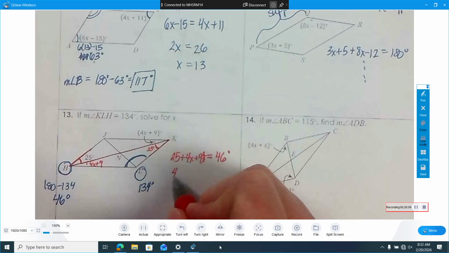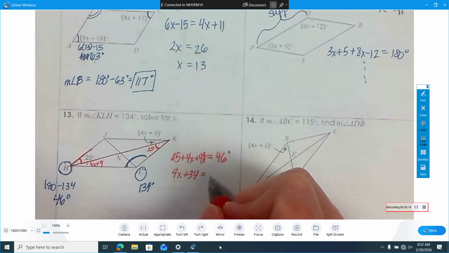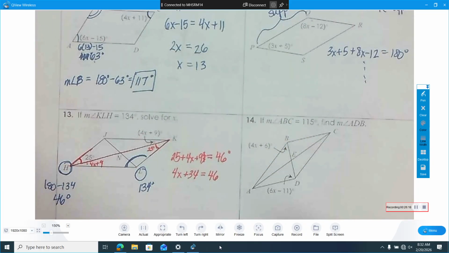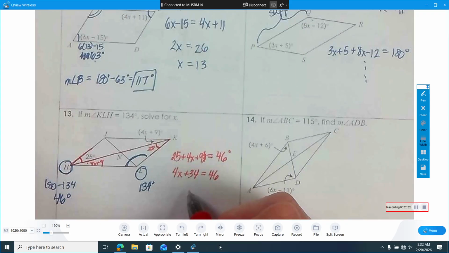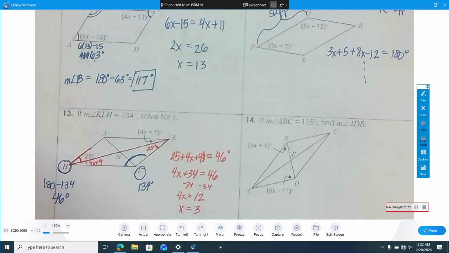All right, so let's see. 4x plus 34 equals 46. And then we need to subtract 34. And x equals 3. Cool. And there's multiple ways to do this. Miss Wilson did it a very different way.